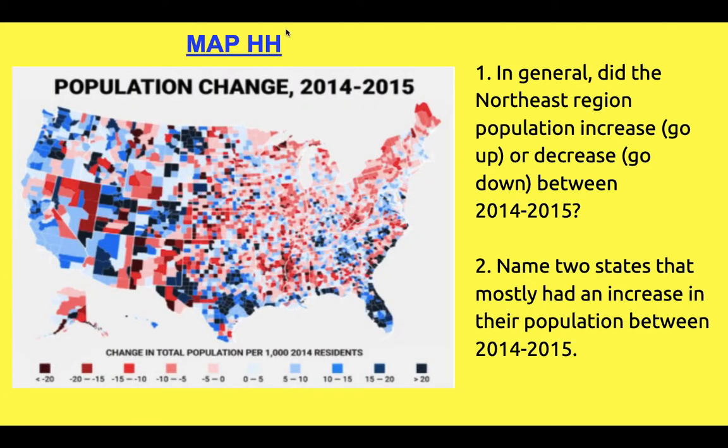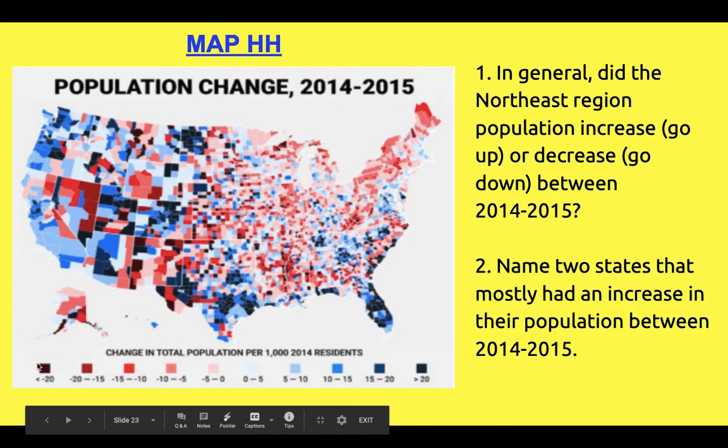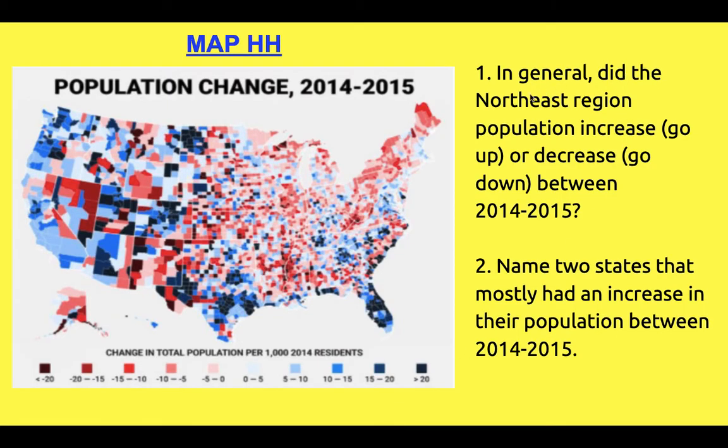All right, map HH is population change from 2014 to 2015. The change in total population is per 1,000 of 2014 residents. So the darker colored red is less than 20, and the darker colored blue is more than 20. So in general, did the Northeast region population increase, go up, or decrease, go down between 2014 and 2015?